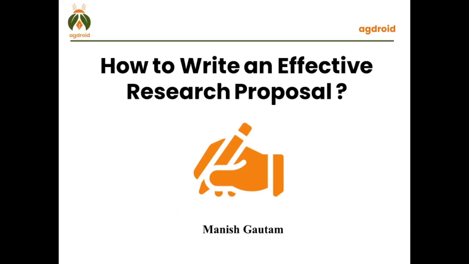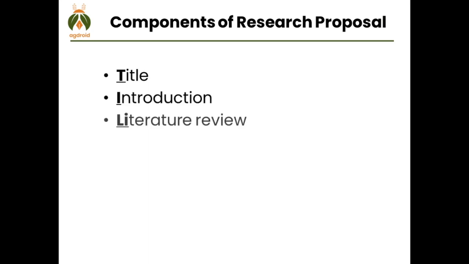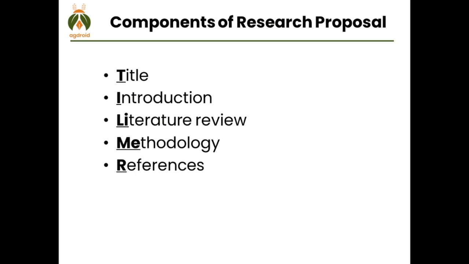In this series of tutorials, I will be teaching you about different aspects you need to excel at being a researcher. Today's video is about how to write an effective research proposal. There are various components of a research proposal. Generally, a research proposal consists of title, introduction, literature review, methodology, and finally references. To summarize, I have prepared a formula to make it easier for all of you to understand and remember the components.